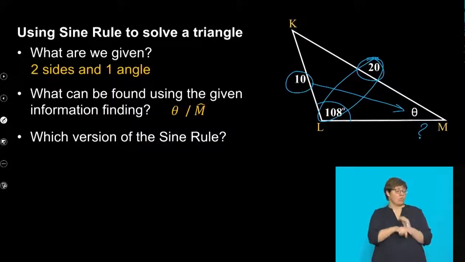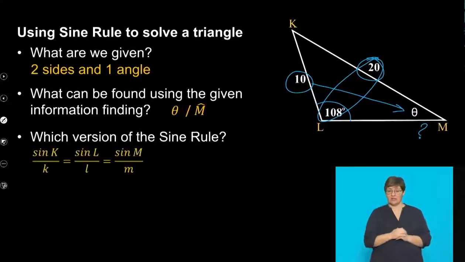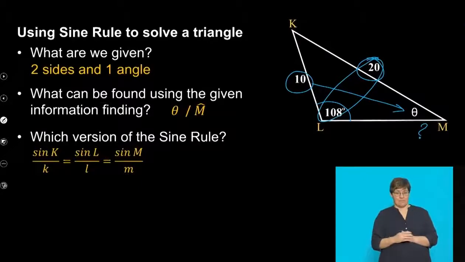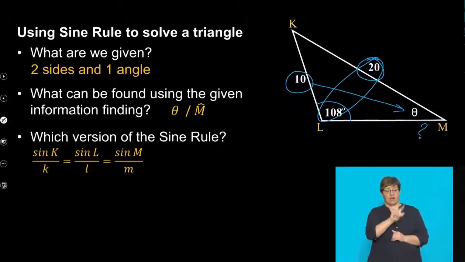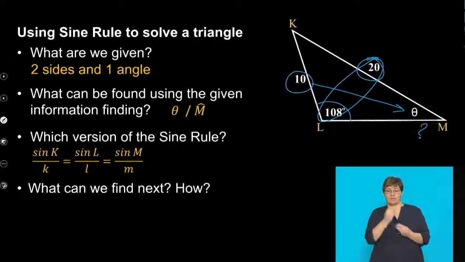Again, because we're finding an angle, we're going to start off with the version of the sine rule that has the angles on top. Because our triangle is KLM, sine K over K, sine L over L, sine M over M. And specifically, we're going to be using just the pairs that we have, which we'll do in a second. Once we found theta, what is the next thing we can find?